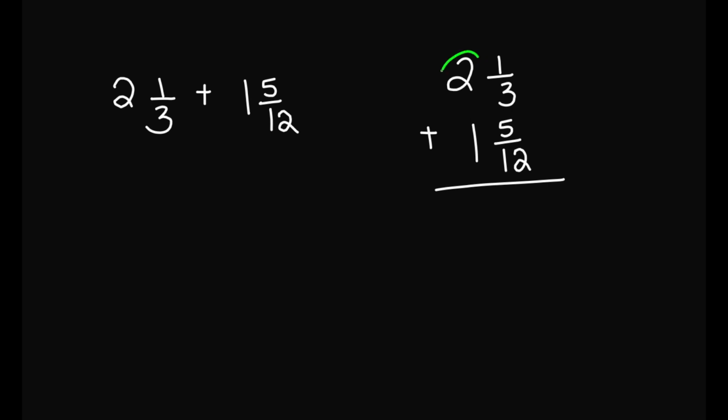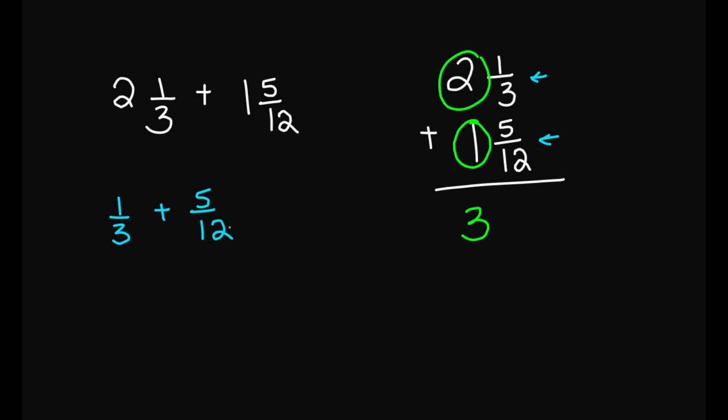So I'm going to add my 2 plus my 1. This is going to give me 3. And then now we're going to add our 1/3 plus the 5/12. So here we have 1/3 plus my 5/12.